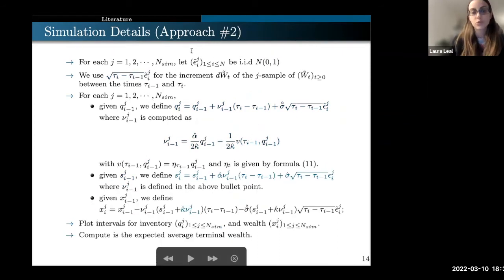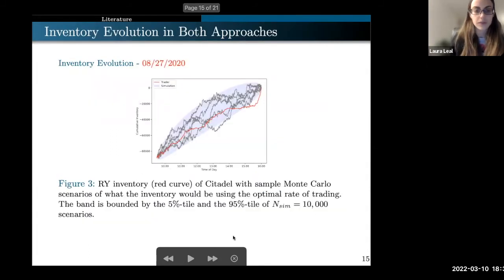And for approach two, we have the same thing, but now the price process follows the dynamics that we defined. So price is the previous price plus permanent market impact times speed of trading times how much time elapsed plus the diffusion for the price. And then now we actually see the wealth equation coming up as mid price plus crossing the spread. And we do the same thing, plot intervals and compute the average terminal wealth.